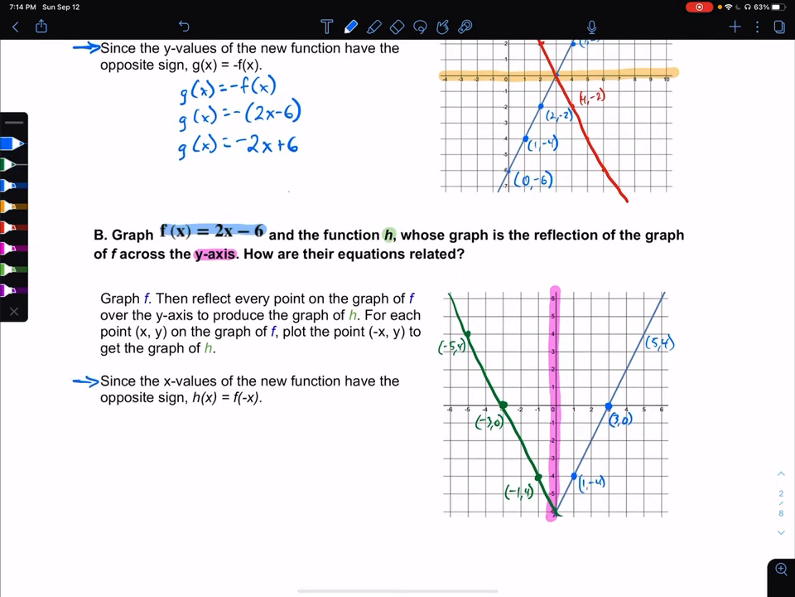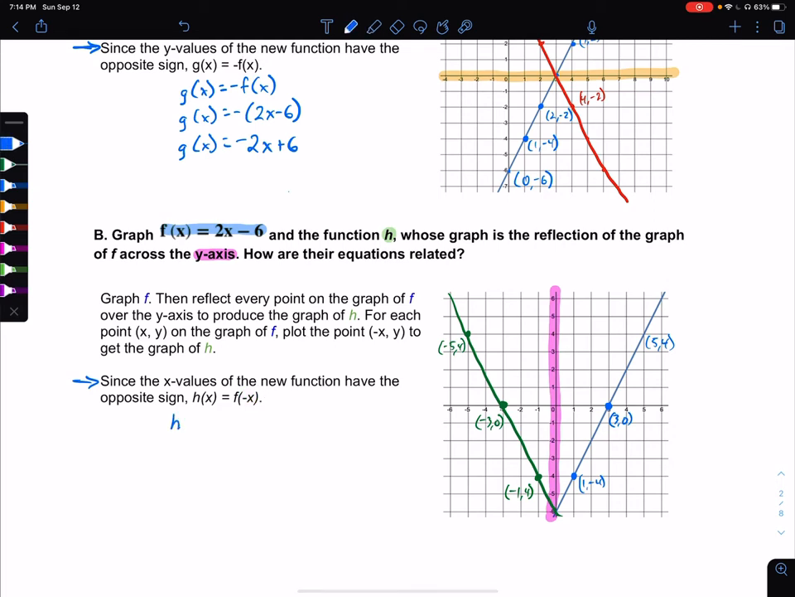Here, since the x values of the new function have the opposite sign, h of x is going to be equal to f of negative x. And notice how here we have f of negative x, and up top here in the other problem we had negative f of x. So notice where that negative is and how things change.